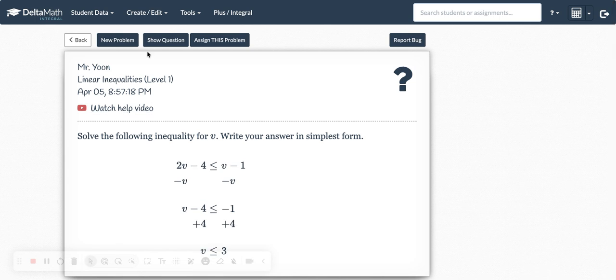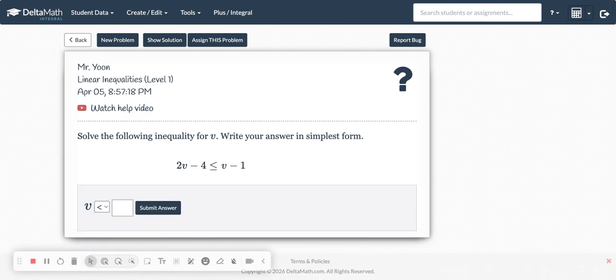Now when you do linear inequalities, it's going to look very similar except for this symbol right here. But the steps are similar, but Delta Math says do them in a little bit of a different order. They say get rid of this first. You'll have 2v over here and v over here, so one of them's got to go. So they say you should subtract v from both sides. And then get rid of this by adding 4 to both sides.